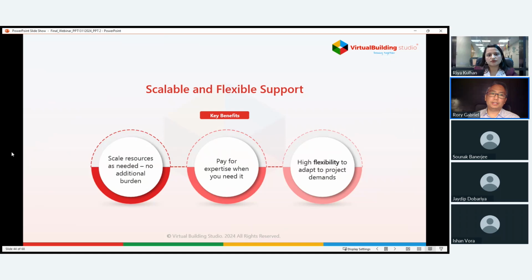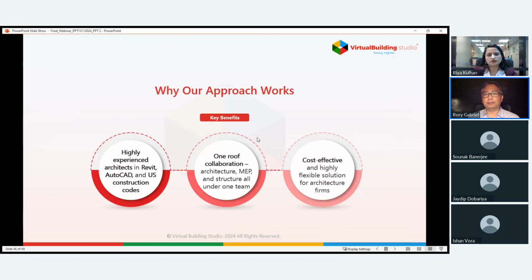By choosing this extended architect team model, you gain 1, highly experienced architects with a deep understanding of Revit, AutoCAD, and US construction codes. 2, the seamless integration of your extended team with your in-house staff for smooth collaboration and fast, accurate execution. And finally, full control of your projects, with all stakeholders working under one roof, including architecture, MEP, and structural teams.